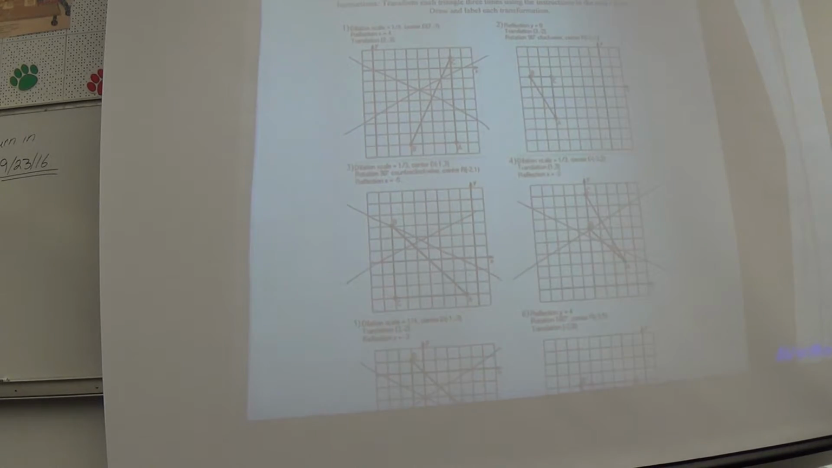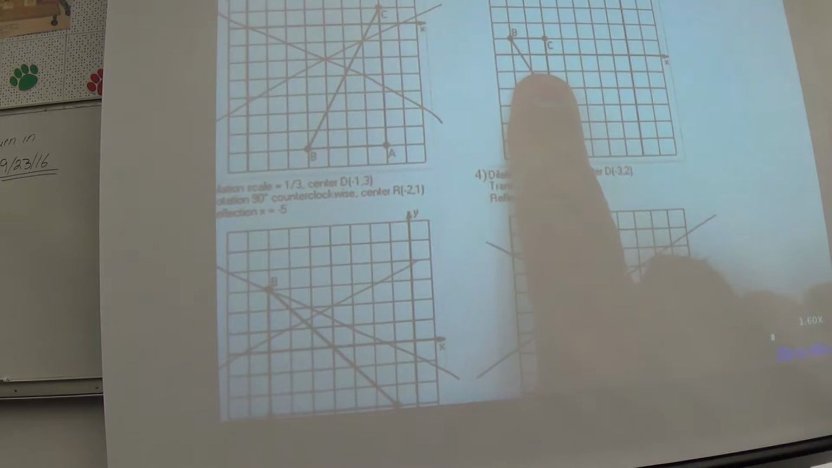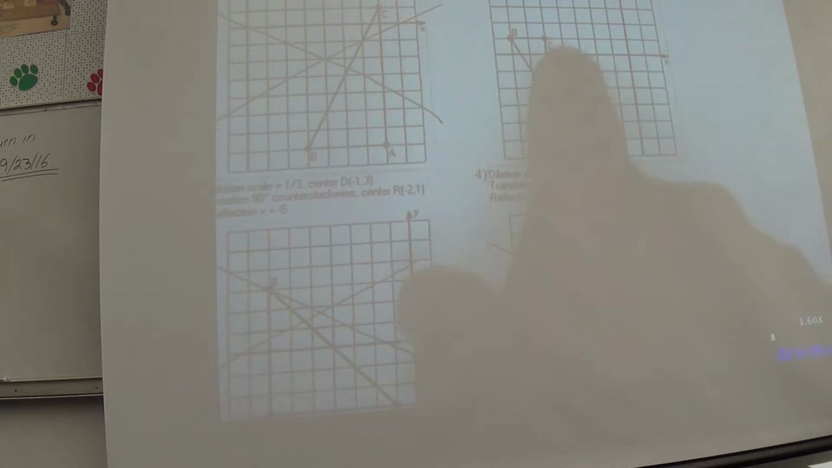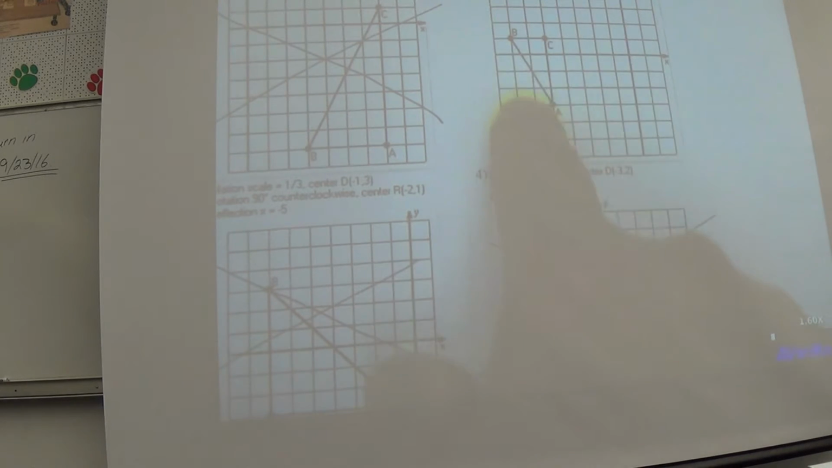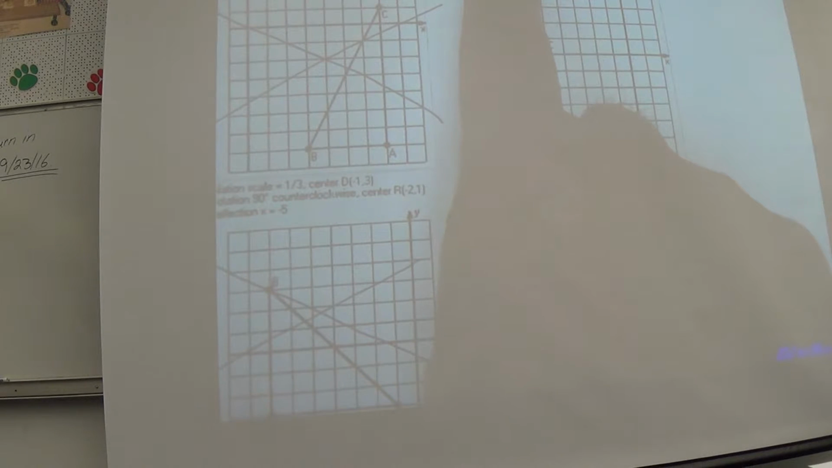So if you look at this first problem I'm having you complete, this now is 3 transformations. It's going to get busy here. There's going to be a lot of stuff going on in this little section because you're going to do a reflection, then you're going to take that and do a translation, then take that and do a rotation 90 degrees clockwise about the center (-2, -1). Okay? So there's a lot going on.